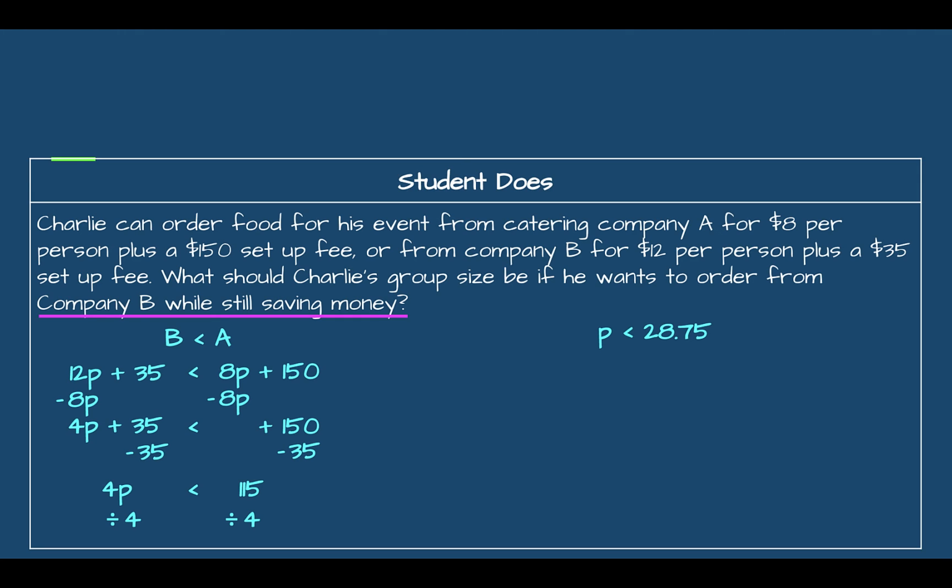So to help us decide how many people we end up wanting to actually be able to have, 28.75 is our boundary, and we want B to be less, so we need less people. So our highest whole number closest to that, 28, would be the most people that he could have while using company B to save money. Once he got to 29, then we would want to switch to company A.